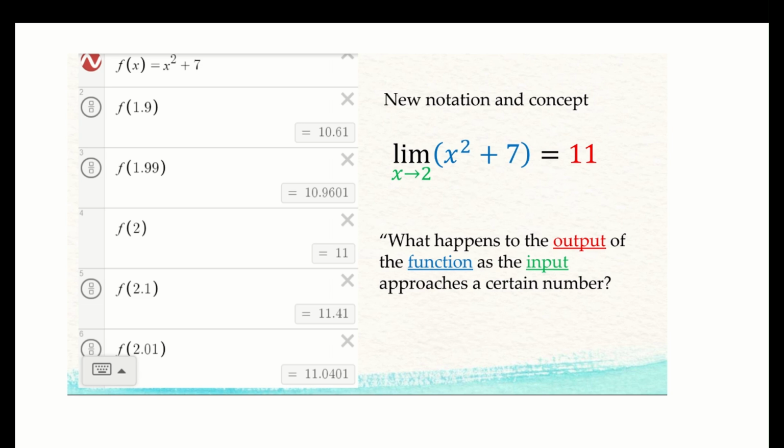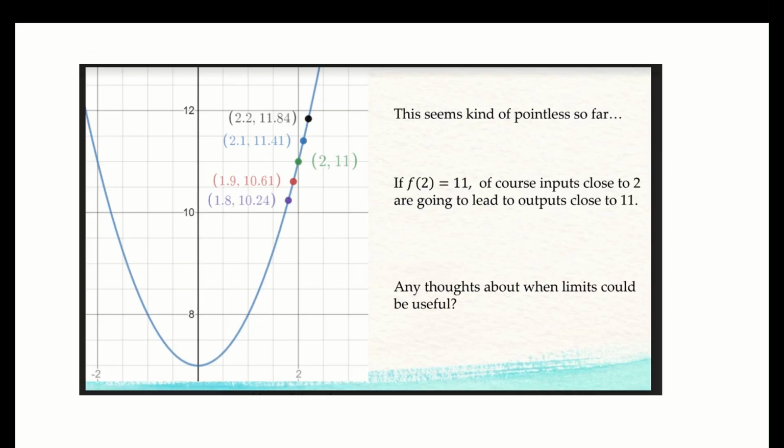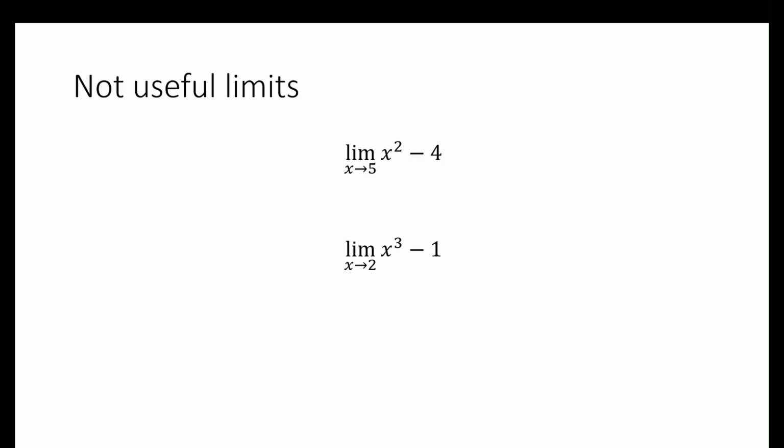And this seems kind of silly and pointless because we know that this function is going to approach 11 as x approaches 2, because that's what the function is equal to at x equals 2. So of course, on the graph, if we get closer to 2, then the output's going to get closer to 11, right? So it is not very useful to take a limit when we already know what's happening in this quadratic function as x approaches 2, okay? So before we jump into useful limits, here's a couple of other examples of limits that are not useful.